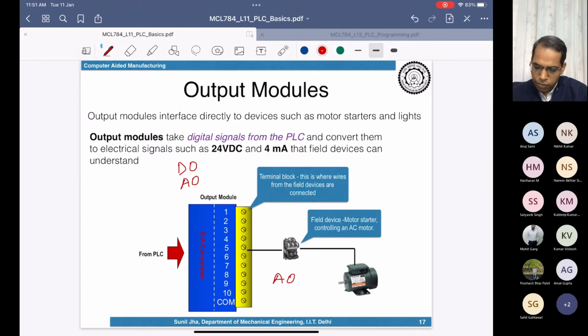Now what is happening in the case of an output module? The PLC will be communicating a digital value only.